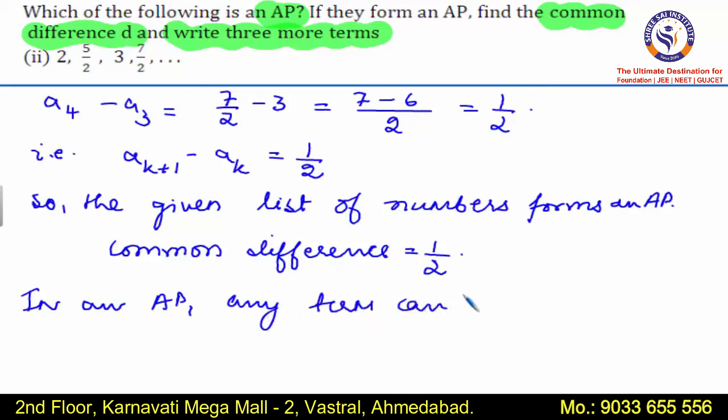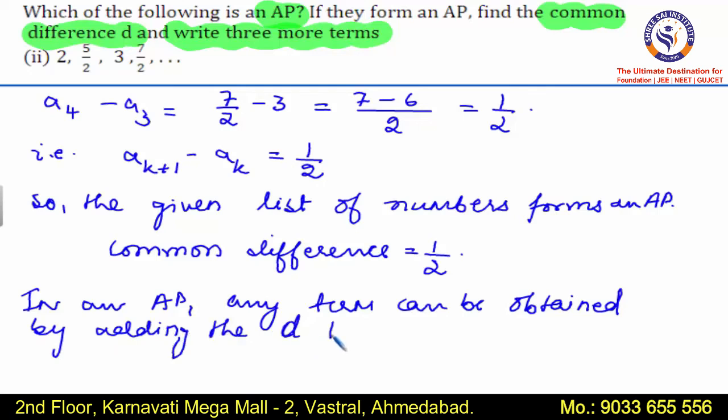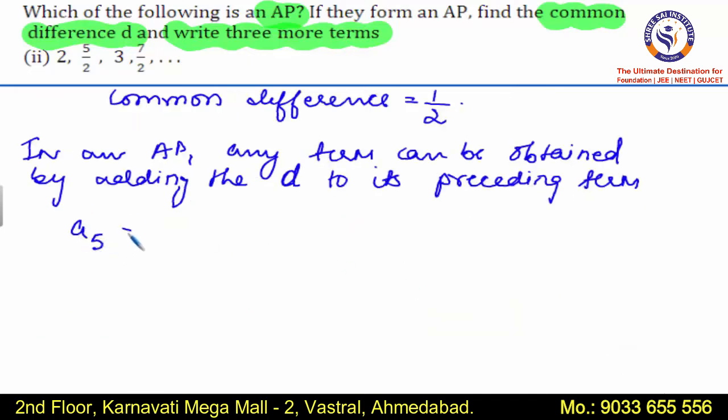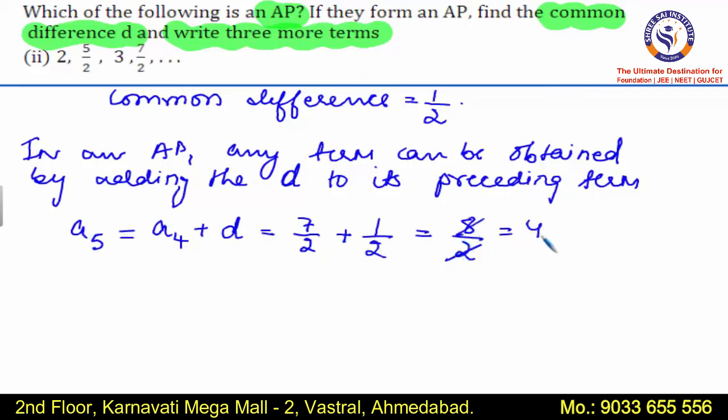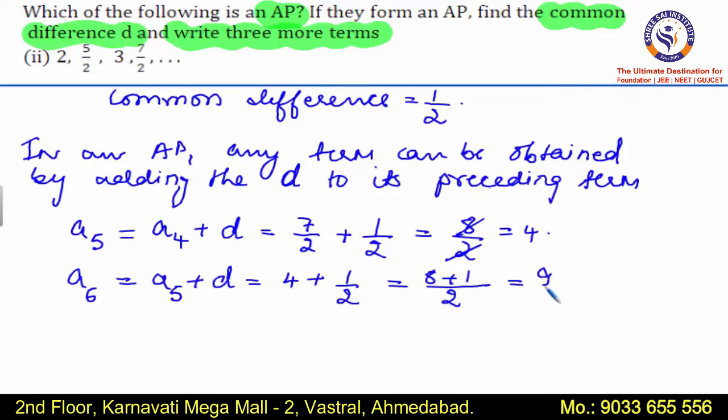Now we know that in an AP, any term can be obtained by adding the common difference d to its preceding term. That is, we are already given 4 terms. To find the 5th term, we will add the common difference d to its 4th term. Now the 4th term is 7 upon 2. We will add the common difference half to 7 upon 2 to get the 5th term. And this will give 8 upon 2, which is further equal to 4. Now the 6th term is given by A5 plus d. The 5th term is 4, plus d which is half. This is equal to half in the denominator, and in the numerator we have 8 plus 1. So this is equal to 9 upon 2.